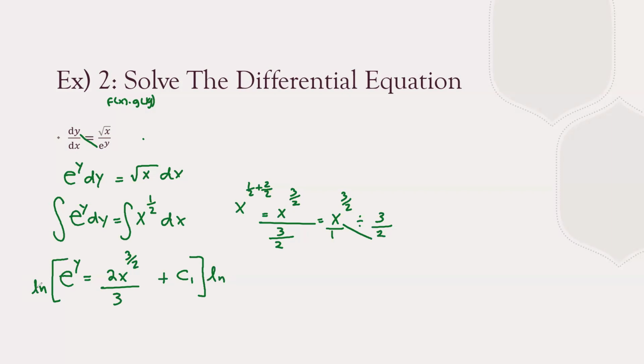Okay, so on the left, ln and e are inverses, so it just becomes y. On the right, it's just ln of 2/3 x to the 3/2 plus c, or c1.